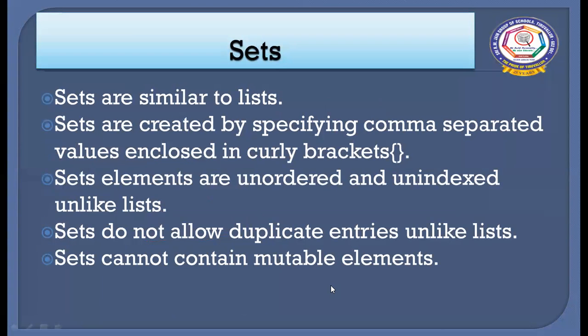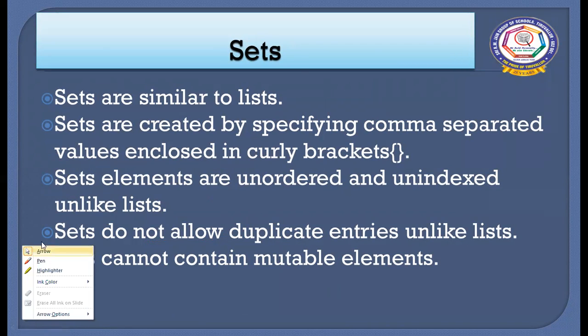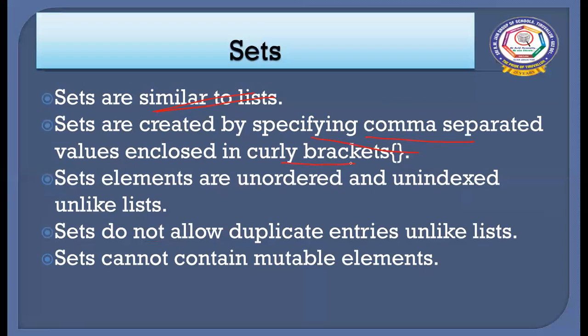Now we'll see what sets are, the next data type. Sets are similar to lists. Sets are created by specifying comma separated values enclosed in curly brackets. Set elements are unordered and unindexed, unlike a list. It means that in a list, all the items are indexed, and we are referencing the elements in the list based on the index only. Sets do not allow duplicate entries, unlike lists. Sets cannot contain mutable elements.